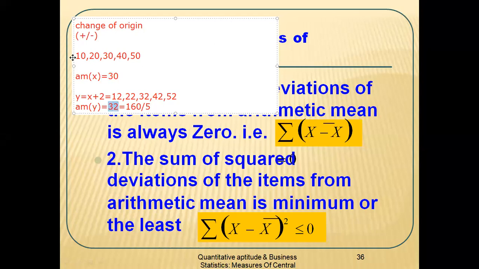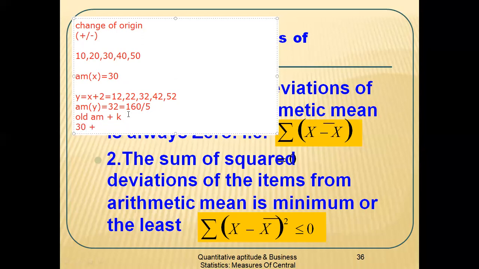Now because of adding 2 to each observation, your new arithmetic mean is nothing but the old arithmetic mean plus the constant number you have added. Can I write like that? If you observe, the old arithmetic mean was 30, plus the constant number I had added. What is the constant number I added? It was 2. Therefore, your new arithmetic mean is equal to the old arithmetic mean plus the constant number you have added.